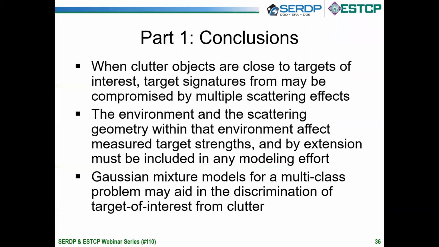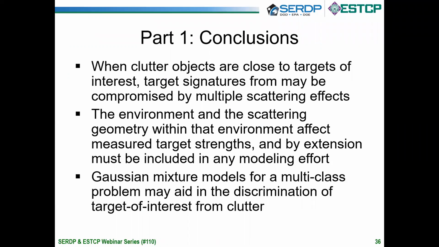So to conclude part 1, and I know I rushed through parts of this, I'm trying to cover 10 years of research. When the clutter objects are close to targets of interest, target signatures from the clutter item may be compromised by multiple scattering effects. The environment, and in particular the scattering geometry within that environment, affects the measured target strength.